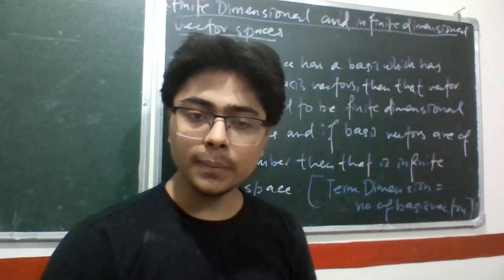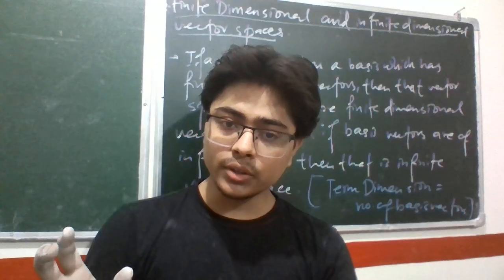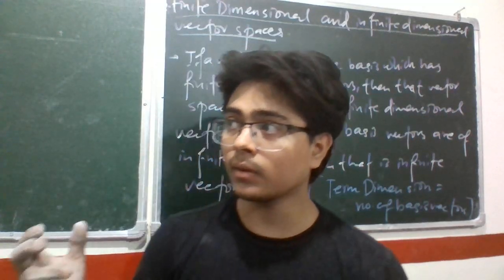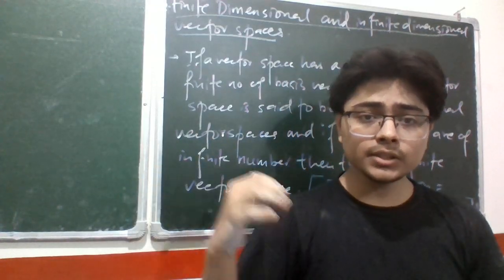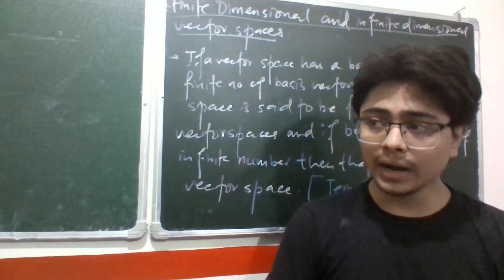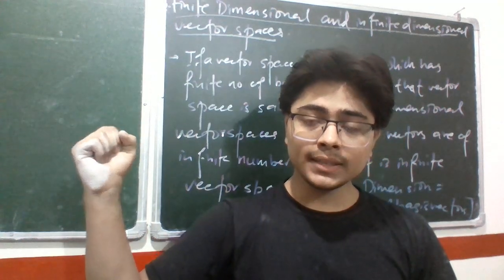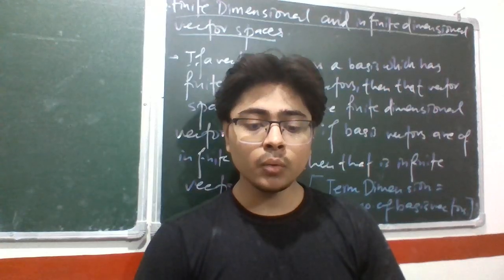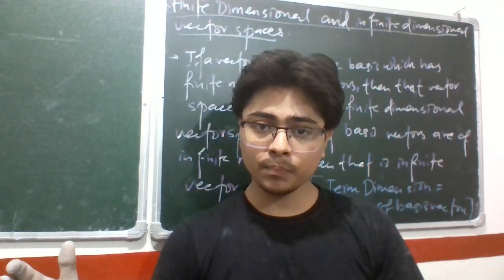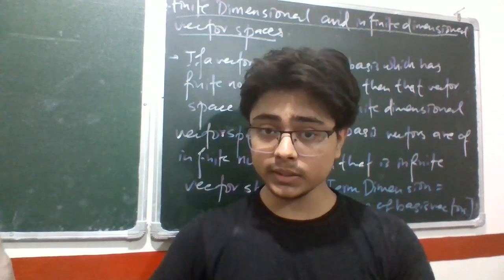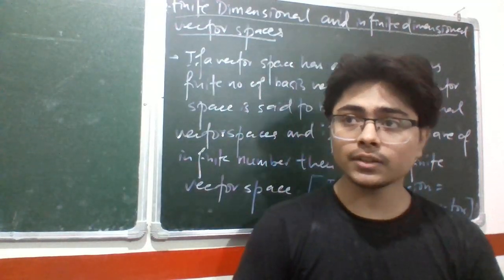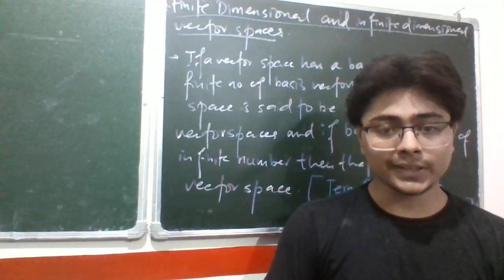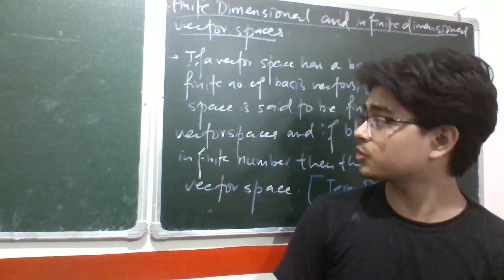It means that the term dimension depends upon the number of basis vectors. If we have a vector space and the bases of the vector space are infinitely large, then that vector space is said to be an infinite vector space. But if we have a definite number of vectors as the basis vectors, then we can say that that vector space is a finite vector space. Okay, there is not much to talk about it.